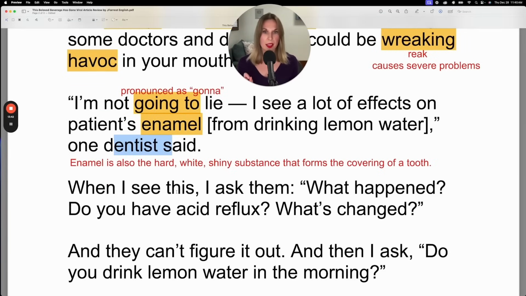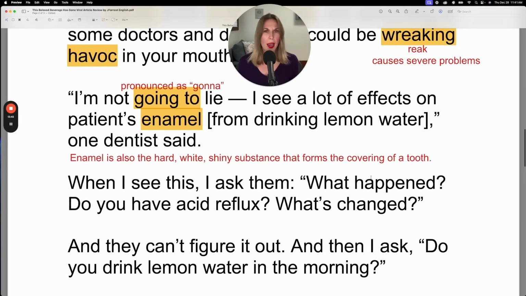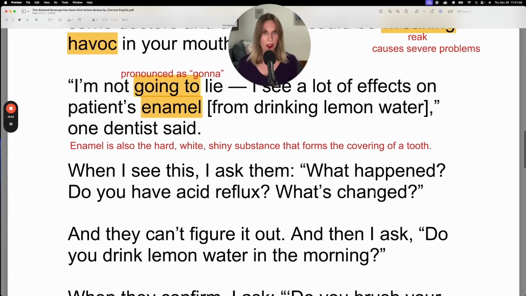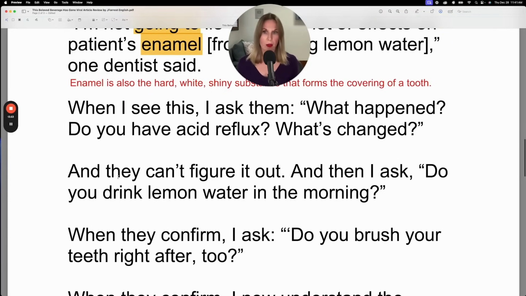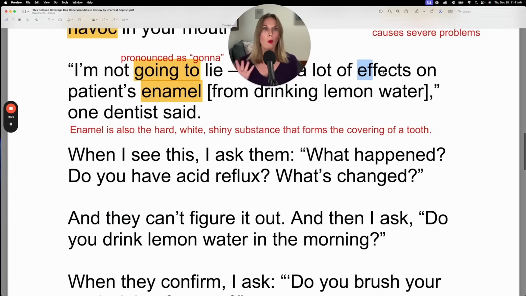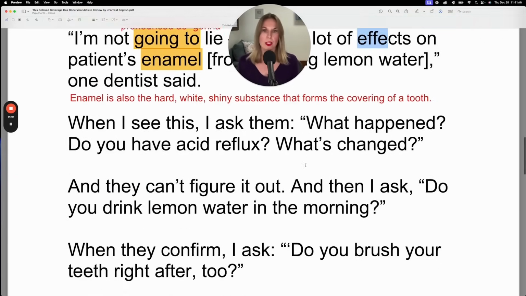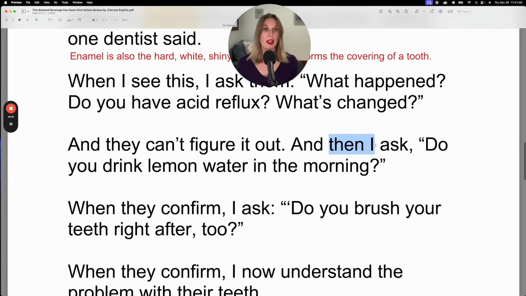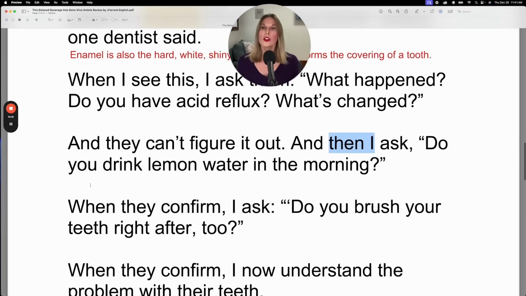When I see this, I ask them, what happened? Do you have acid reflux? What's changed? And they can't figure it out. So they being the patient. This is a conversation between the dentist and the patient. So the patient can't figure it out. They don't know why their teeth are in a worse condition compared to their last visit. And then the dentist asks, do you drink lemon water in the morning?